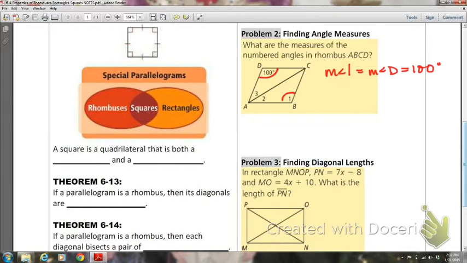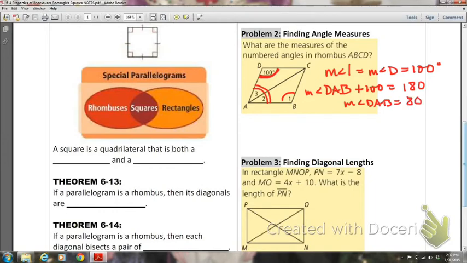So let's look at the other property here. Let's look at the 100-degree angle with angle DAB. Angle DAB is consecutive to the 100-degree angle. So that means that the measure of angle DAB plus 100 has to equal 180 because they're supplementary. So subtract the 100 from both sides. The measure of angle DAB is going to be 80.